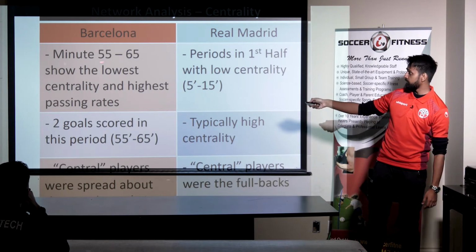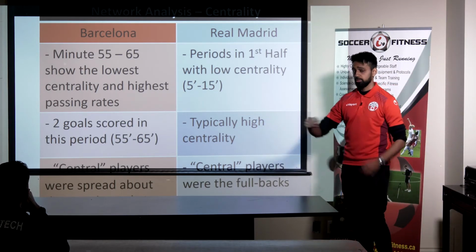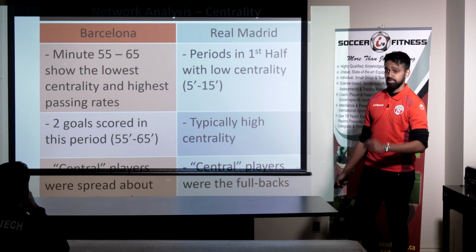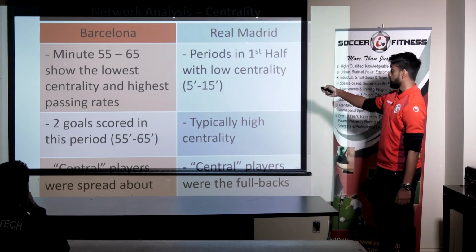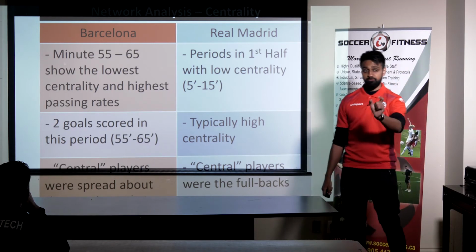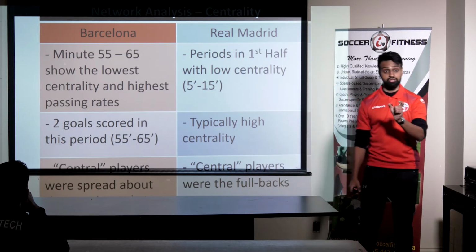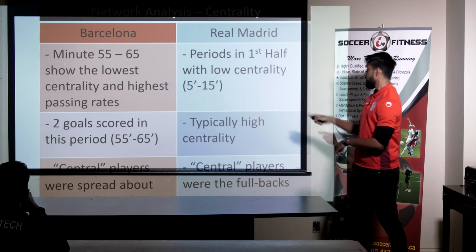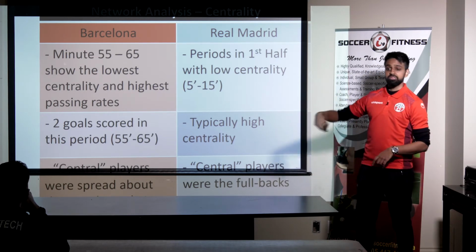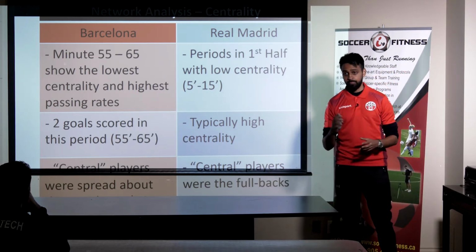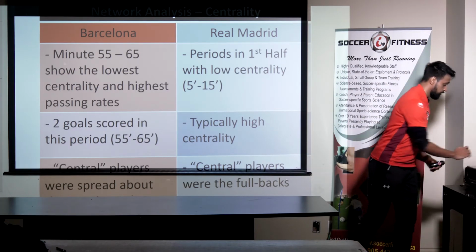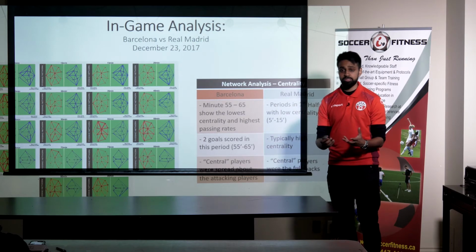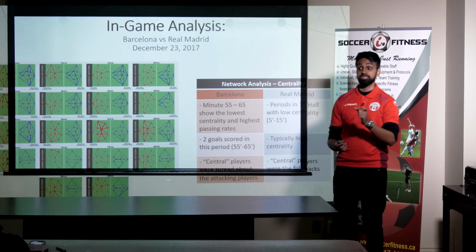Okay, minute 55-65. Barcelona had low centrality, highest passing rates, the most effective period of the game for them. 2 goals scored. Real Madrid did have that period between 5 minutes and 15 minutes where they had low centrality, kind of going through the wings. But for the rest of the game, it was typically very high centrality, okay? So that's one way of using these networks to really look at what's going on with your team and hopefully make adjustments, right?